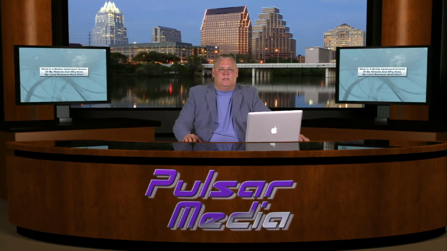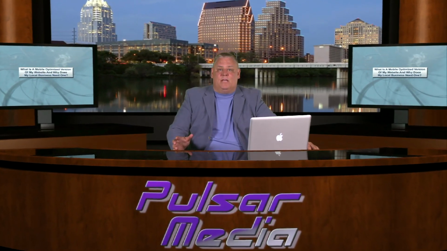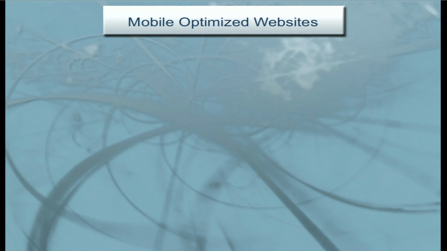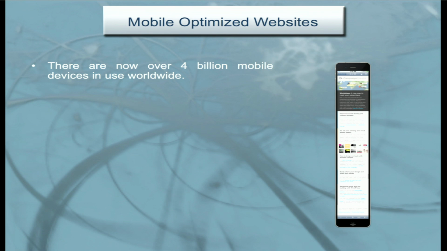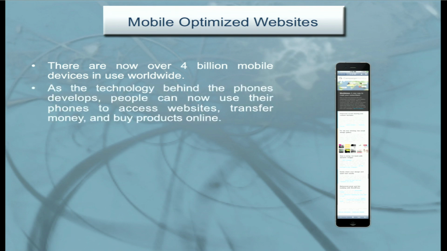Today we're going to show you a PowerPoint on mobile optimization. Now, what is mobile optimization and why does my business need it are going to be the two main concerns we have here. Every business pretty much has a website. Their website shows up on smartphones. The problem is it's a very tiny version of it. And with over 4 billion mobile devices now in use worldwide, it's a huge marketplace that you're not hitting correctly.